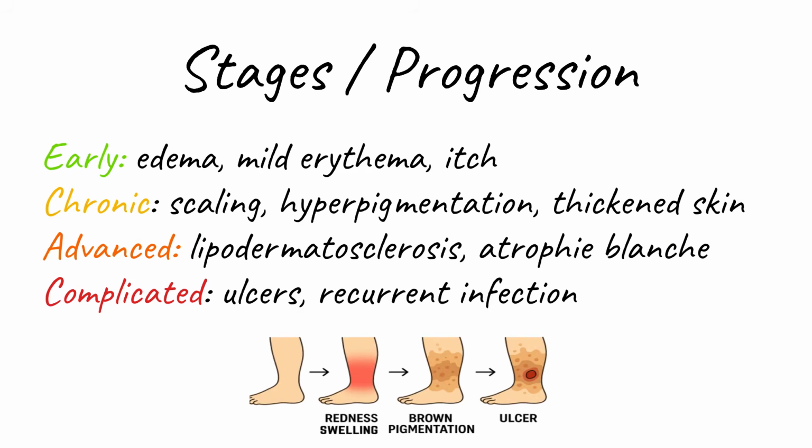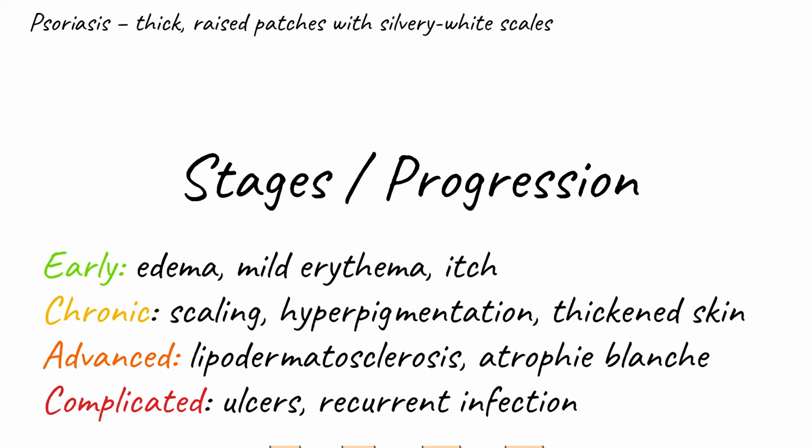Stages and progression. The condition progresses in stages. Early disease causes mild swelling, redness, and itching. Chronic disease leads to scaling, hyperpigmentation, and thickened skin. Advanced cases develop lipodermatosclerosis, or atrophie blanche. Complicated cases may progress to ulcers or recurrent infections.